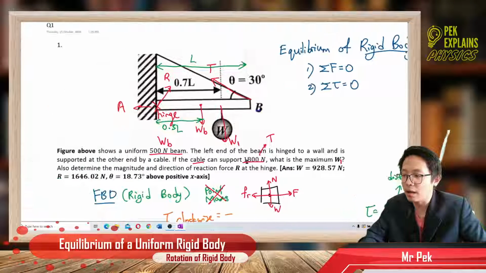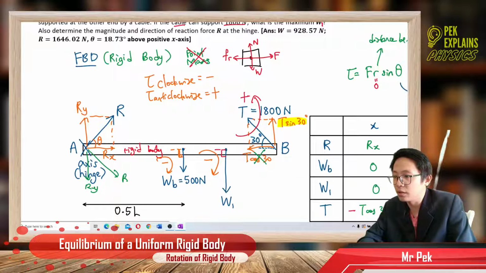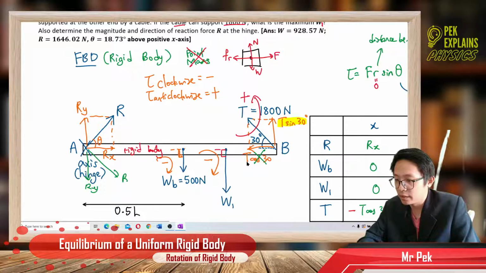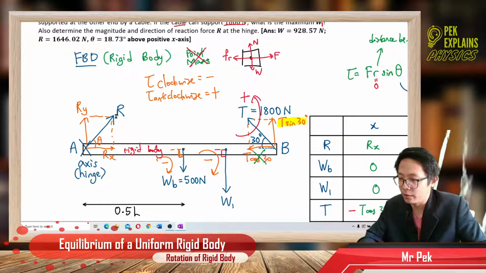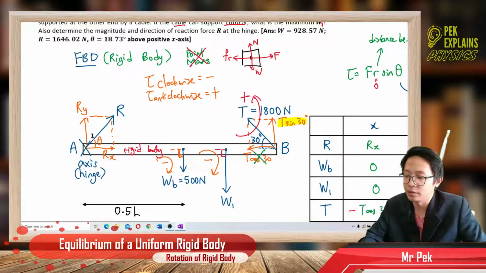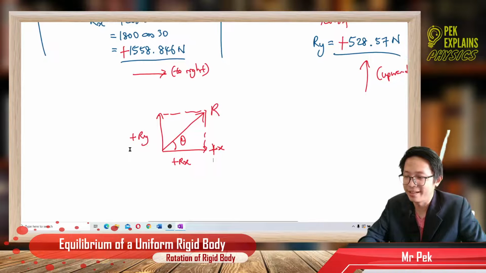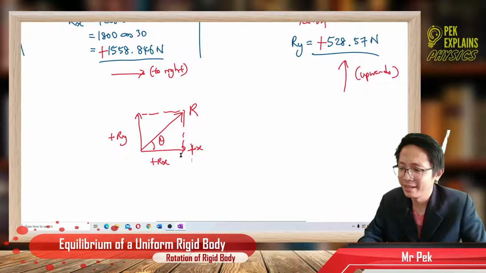So our R is not going downward. The R actually is going upward, this way. Understand? Because Rx is positive, Ry is positive, so the theta is above the positive x-axis. Okay? Very simple, isn't it?